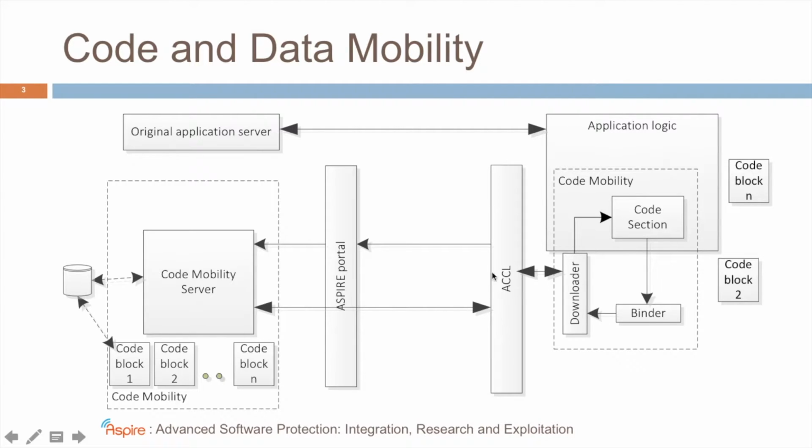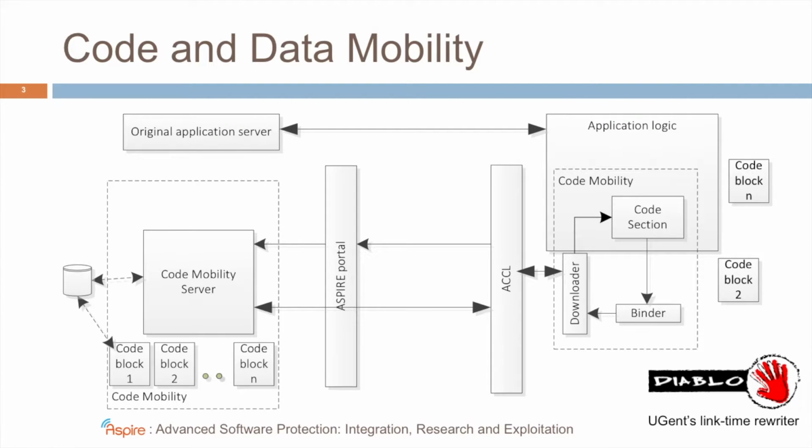Now in the project, University of East London was responsible for implementing the server part and the communication logic. Ghent University was responsible for most of the client-side development, and we developed the binder and the downloader. In Ghent we also developed the tool support to extract the code blocks from a binary and to replace them with stubs that invoke a binder and a downloader, and the way this was implemented is through link time rewriting. As for other binary code rewriting protections, we rely on the Diablo link time framework developed in Ghent.